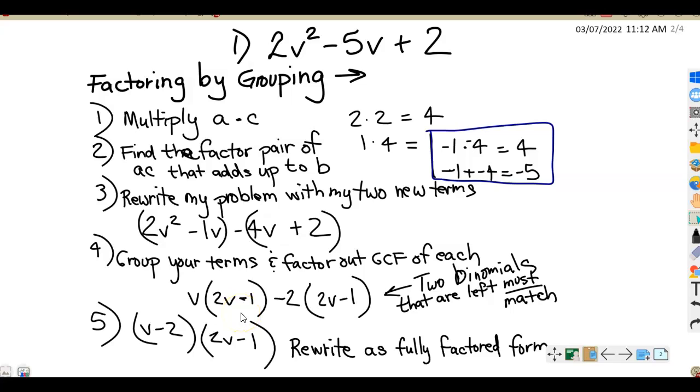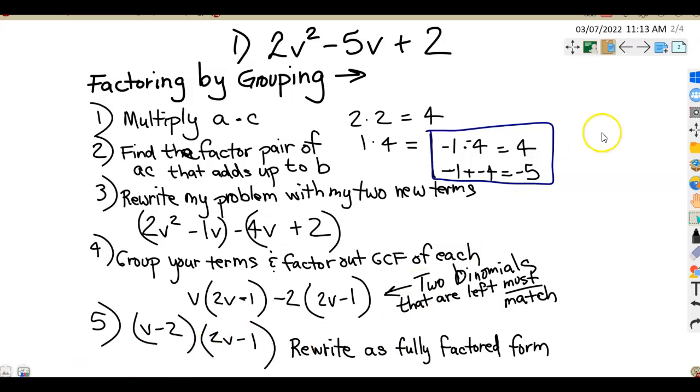So what you'll notice now is you have a GCF here and a GCF here, and you've got 2 remaining binomials left. These 2 binomials must match. If they do not match, you did something wrong. Check your arithmetic. Okay, and then last but not least, you see at the bottom, I factored out the common binomial, 2v minus 1, and so now I have the fully factored form of 2v squared minus 5v plus 2.